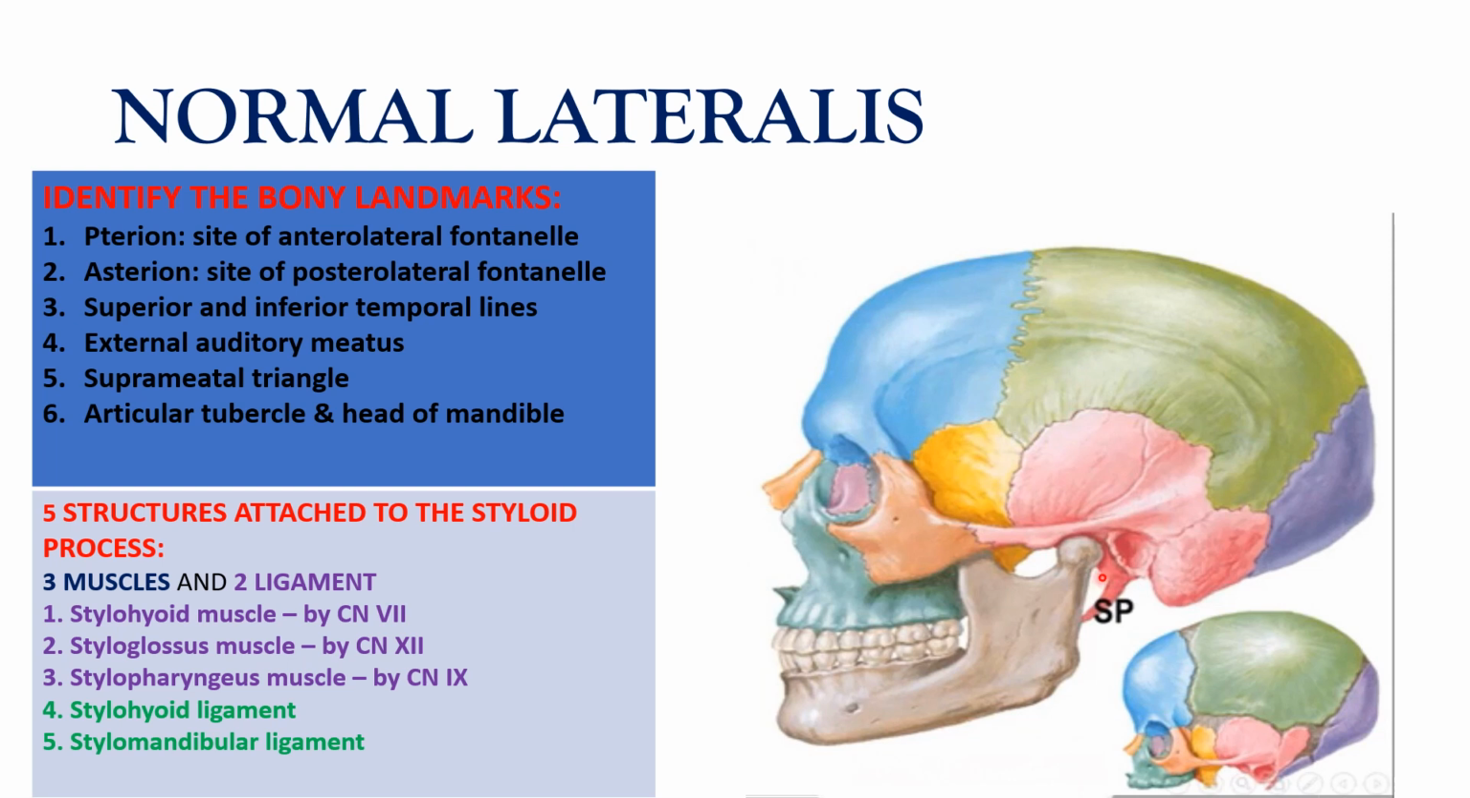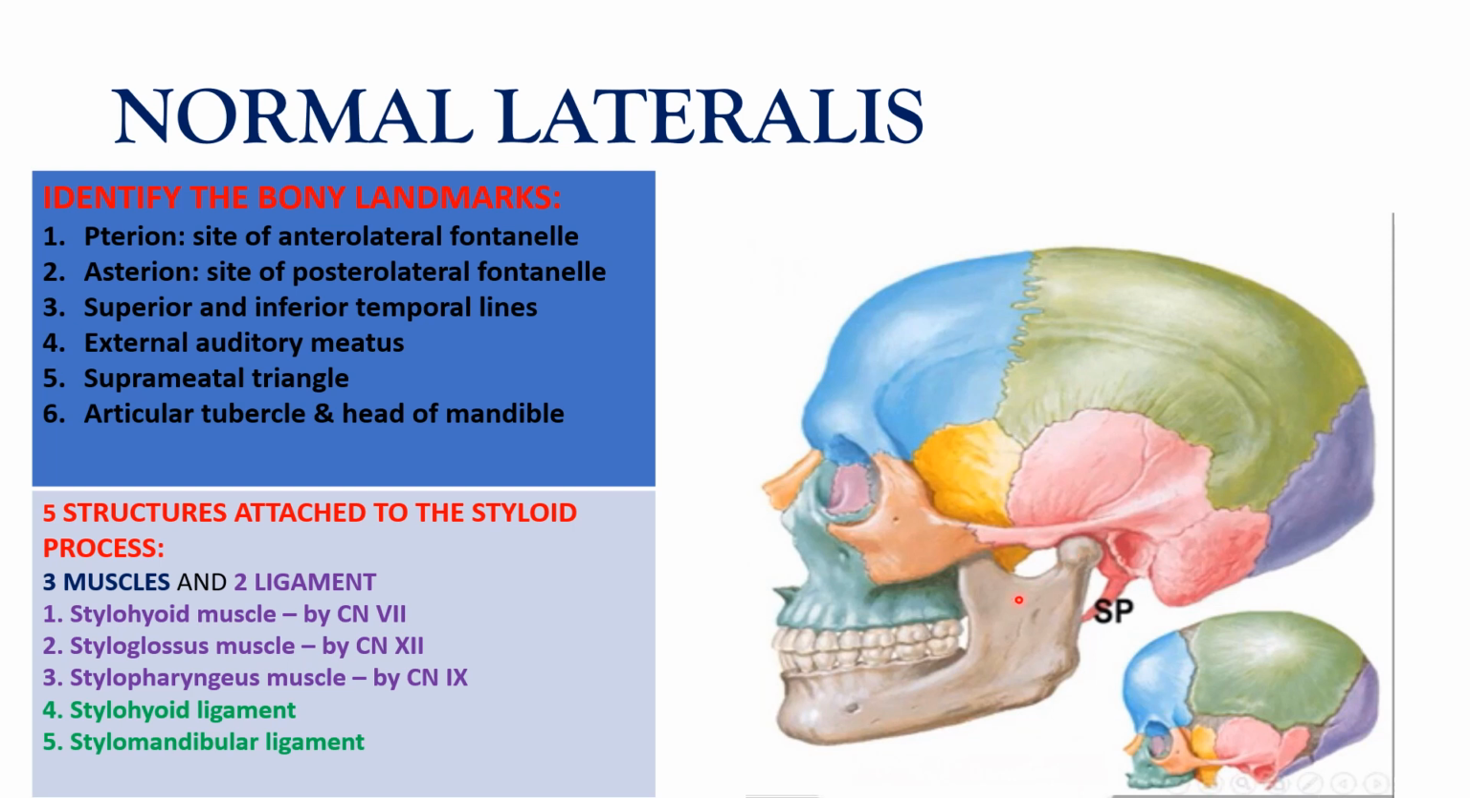Now we have the articular tubercle, where my cursor is. It is a very important tubercle because it prevents the head of the mandible from dislodging. This is the mandibular fossa, and this is the head of the mandible. The whole thing is the TMJ, the temporomandibular joint. The fossa helps with articulation, while the articular tubercle prevents the head of the mandible from dislodging.